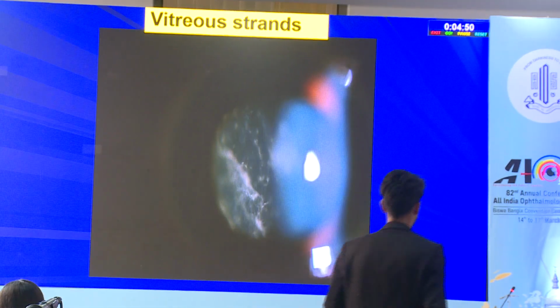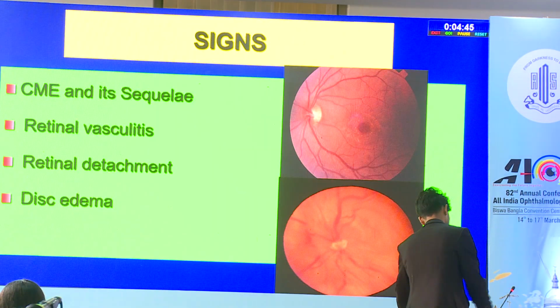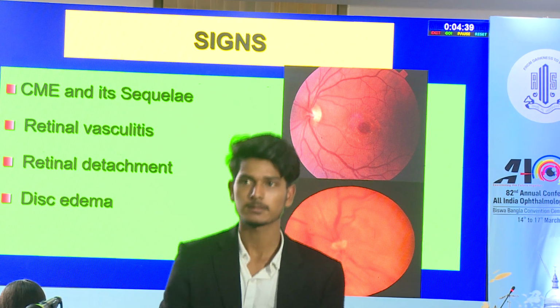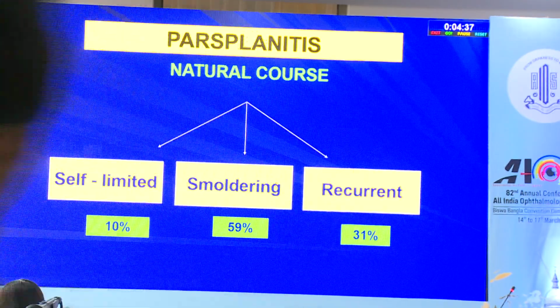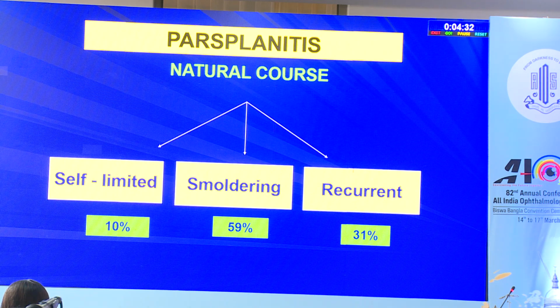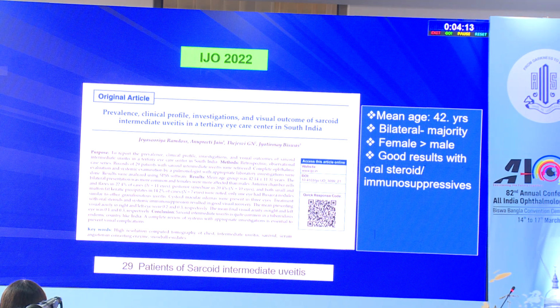Here is a photograph I took to demonstrate the vitreous strands and opacity. These are vitreous cells. CME and its sequelae, even macular hole, retinal vasculitis, retinal detachment, and disc edema can be there. Regarding the natural course, don't tell the patients that they will be cured, because self-limited is only 10%. It's mostly a chronic or recurrent disease: 60% smoldering, 30% recurrent. In our country, sarcoidosis and tuberculosis are to be ruled out. Multiple sclerosis is relatively rare, and Lyme disease occurs in areas where Lyme is prevalent.